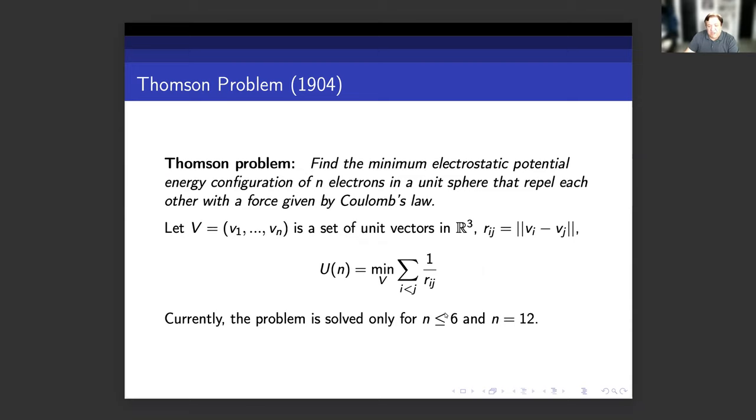It is now solved only for n less than or equal to 6, and n equals 12. For n equals 12 the optimal configuration is the icosahedron. For n equals 6 it is the octahedron. For 2 it is two antipodal points, say north and south pole. For three it is a regular triangle on the equator, for four a regular tetrahedron, and five is very interesting. Five was solved only recently, and it is a computer-assisted proof.